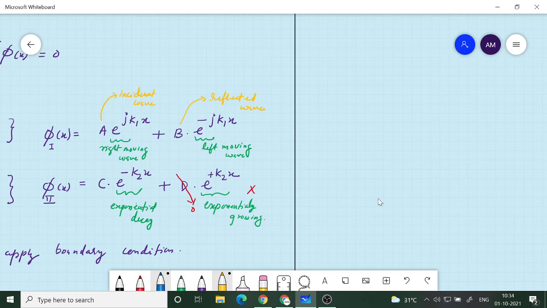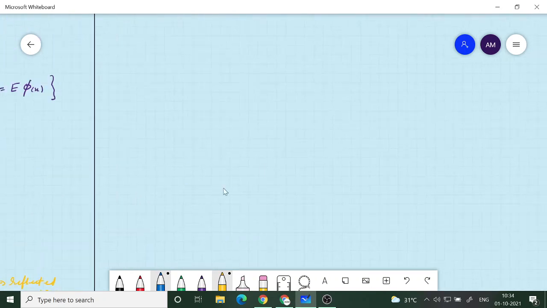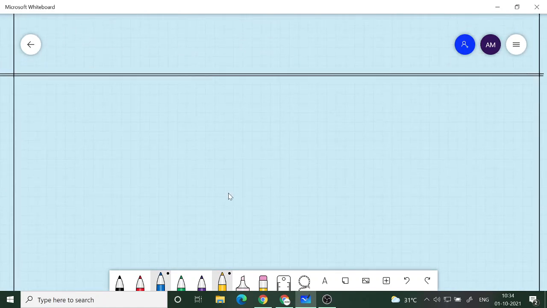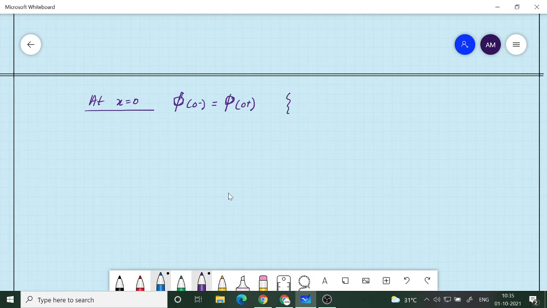Yes, sir. Okay, so now I am coming to the boundary conditions. What is happening at x equal to 0? At x equal to 0, psi of 0 minus should be equal to psi of 0 plus, or I would say phi of 0 minus should be equal to phi of 0 plus. So this is one boundary condition. We have to know why. This is because of the continuity; the wave function should be continuous.